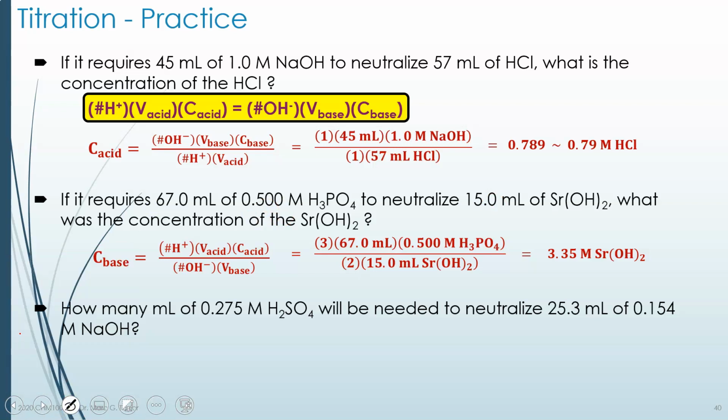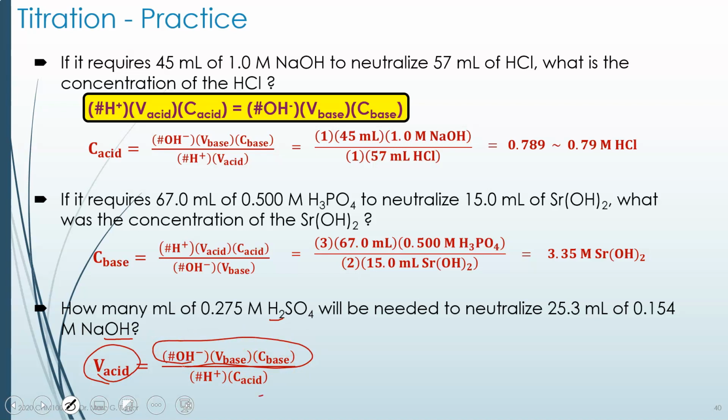And our last problem on this page: how many milliliters of 0.275 molar sulfuric acid, okay, that has 2 protons, right, are needed to neutralize 25.3 mils of 0.154 molar sodium hydroxide? Well, that has 1 hydroxide group on it. So we set up our formula, and now we're going for the volume of the acid. So the volume of the acid is the 3 base values multiplied by each other divided by the 2 remaining acid values.